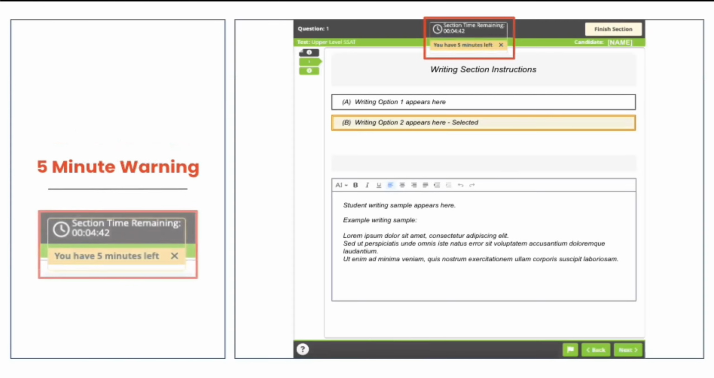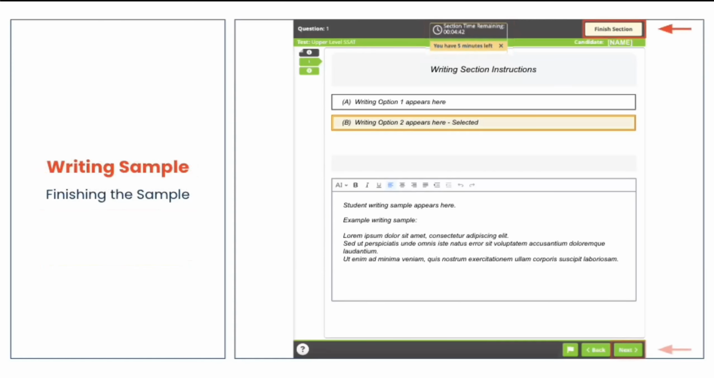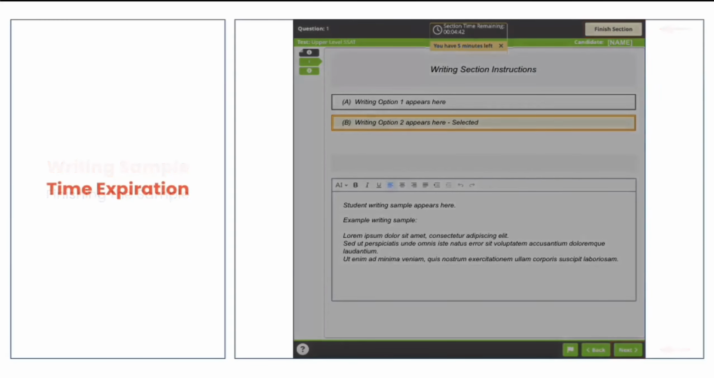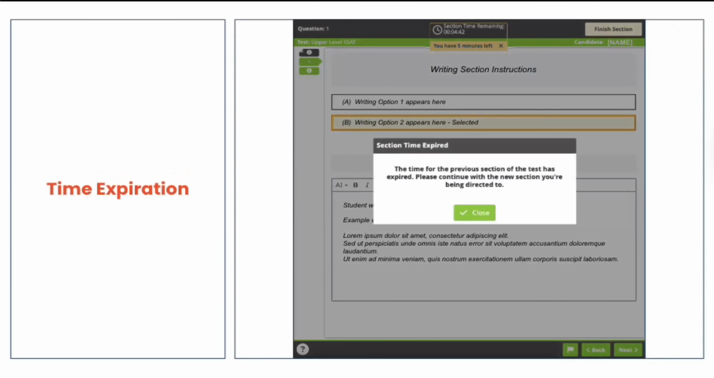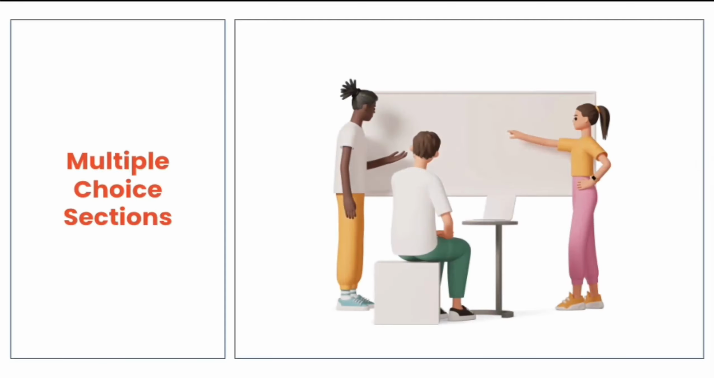An alert appears below the timer when 5 minutes remain. This will happen for every section of the test. When finished, click either Finish Section or the Next button. If time runs out in any section, a pop-up will appear. You will no longer be able to make any changes, and the test will automatically advance you to the next section. Now we'll go over the multiple choice sections.